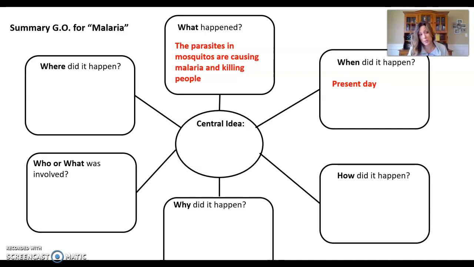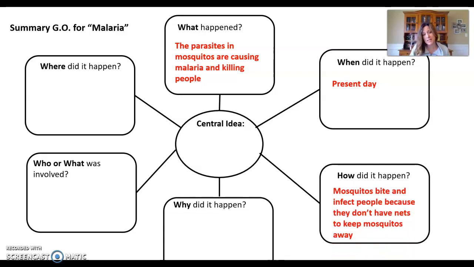It doesn't have to be super specific. If you're reading a textbook or it's a historical article, they may give you a date or a time period that it's talking about, and you can put that in there. Will you always have the when? Maybe not, okay? Do your best on that one. How did it happen? Well, mosquitoes bite and infect people because they don't have nets to keep the mosquitoes away. That's how this disease is spreading in Africa. Why did it happen? Well, there's no vaccine and there's not enough nets. That's why this is happening.